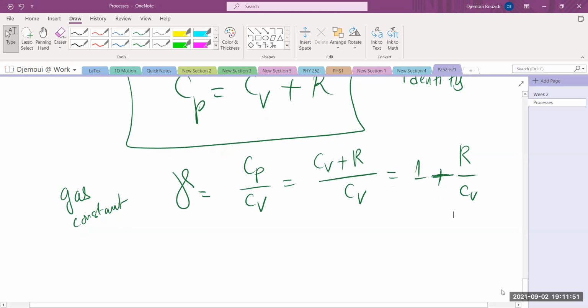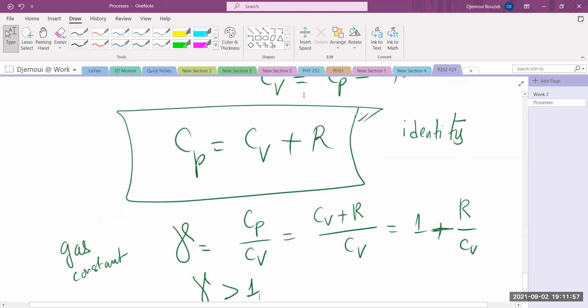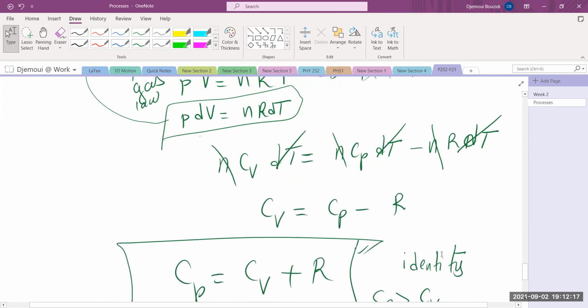So clearly gamma is more than 1, because Cp is clearly more than Cv all the time. The difference between them is R. And here it's 1 plus something, and these two are both constants. So it's more than 1, no matter what. You cannot have a gamma that is equal to 1 or less than 1. That's going to be a disaster if you have such a gap.